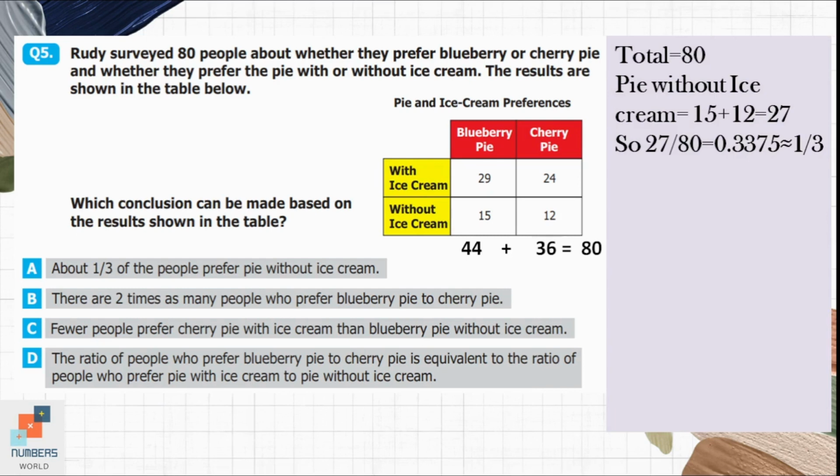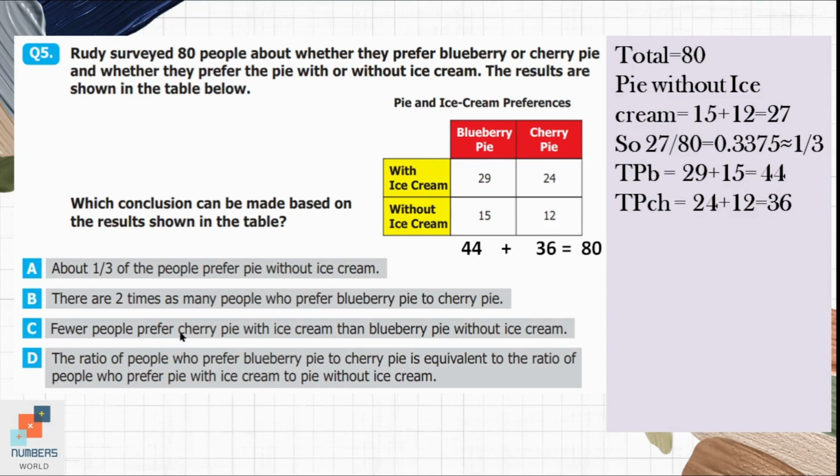Option B is there are 2 times as many people who prefer blueberry pie to cherry pie. So the sum of the blueberry pie is 44 and the cherry pie is 36. That is wrong because 44 is not 2 times 36.